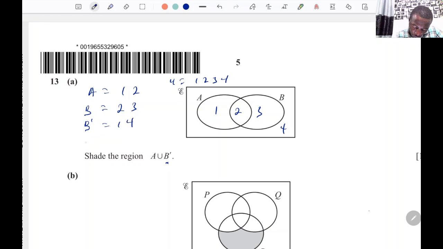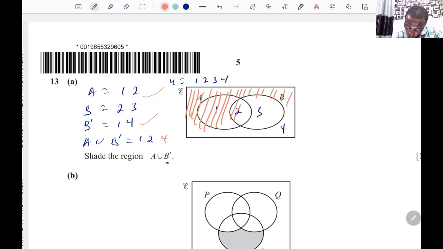Now I'm finding A union B prime. That will give me 1, 2, and 4. So you shade all the area that has to do with 1, 2, and 4. I will shade 4, which is outside, so it's part of the deal there. I will shade it like that.